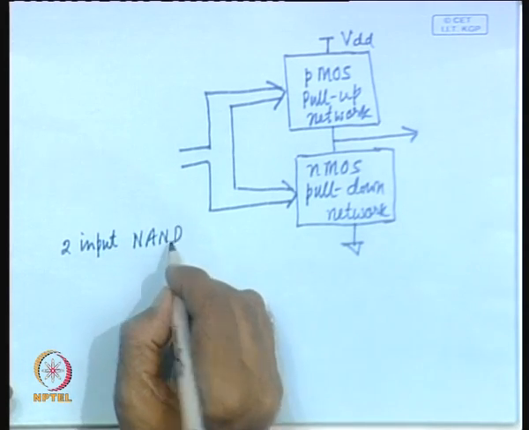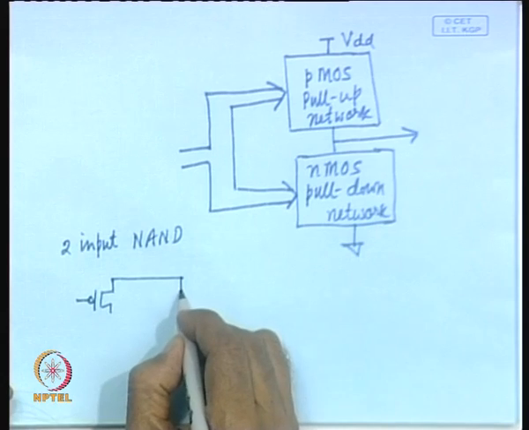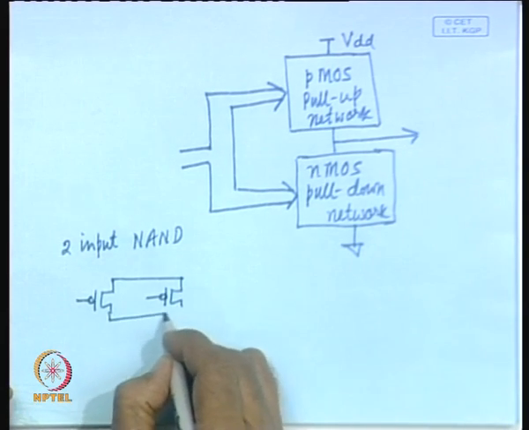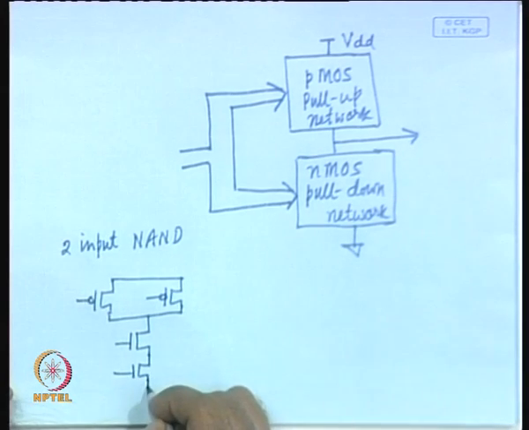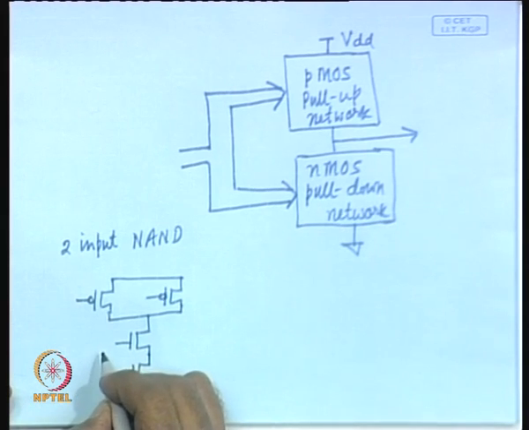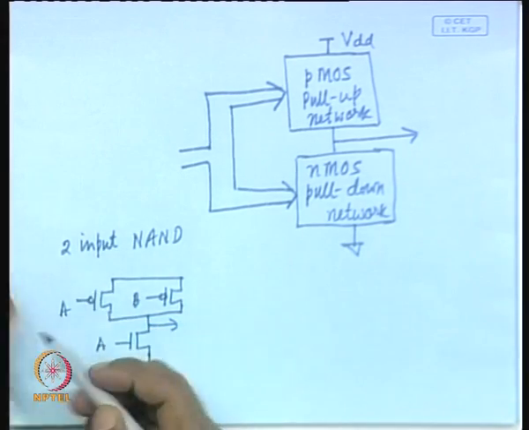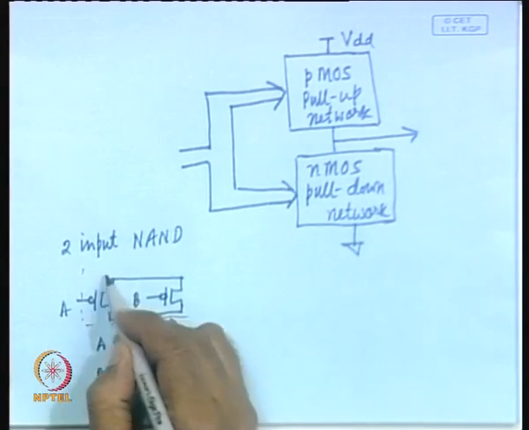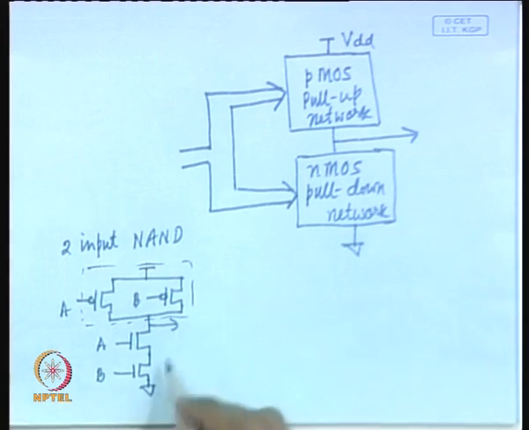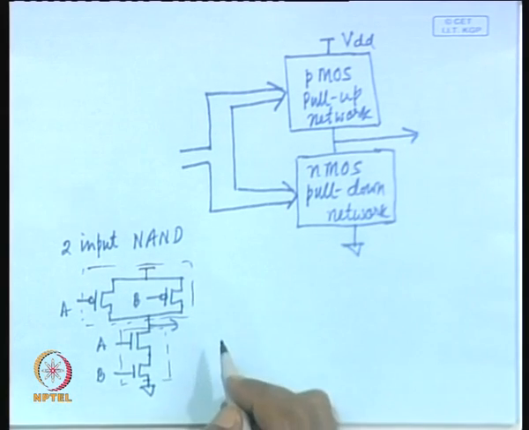A 2 input NAND gate we have seen will require a network of 2 PMOS transistors and a network of 2 NMOS transistors in series. So, here you will apply, let us assume A, B, and you will take output from here. So, this part is your PMOS network which is connected to VDD, and this is your NMOS network which is connected to ground, and you are taking output from here.